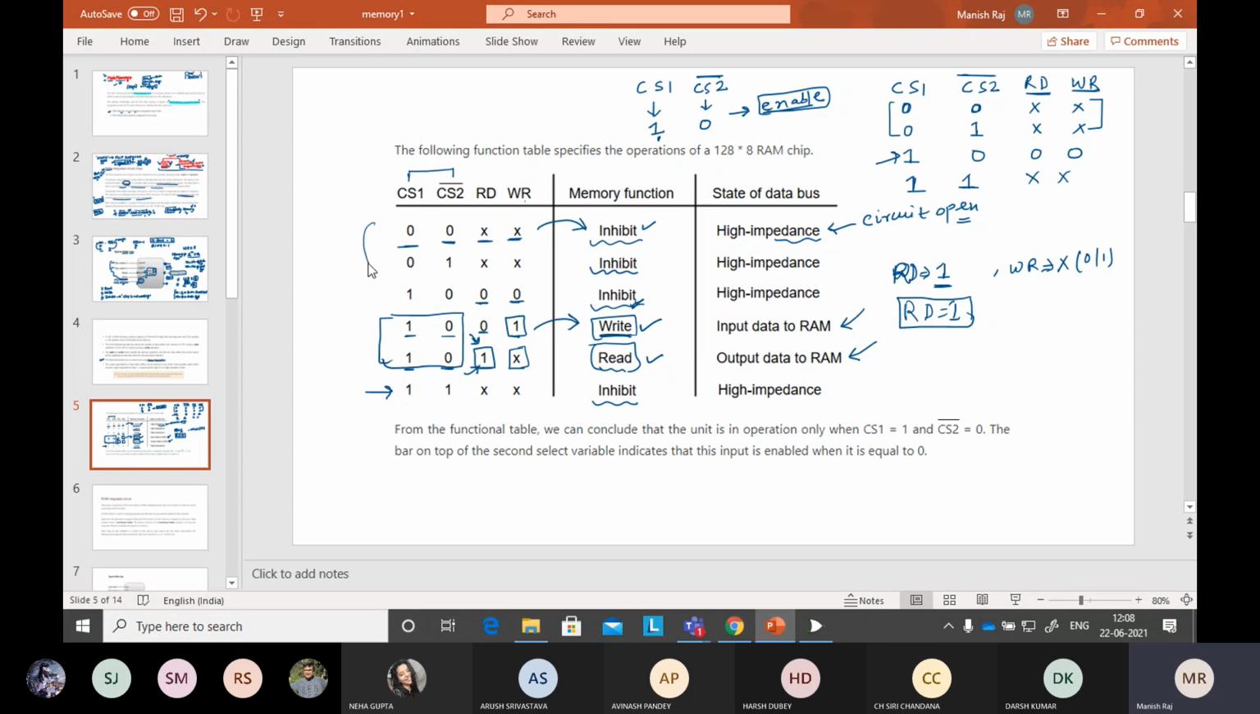So I think this part is clear to you. What is the meaning of that? In which condition we do not use the chip, and in which condition we can use the chip for the write thing and for the read thing. Is it okay to you? Is it clear, beta? Yes, sir. Okay, I think this is clear.